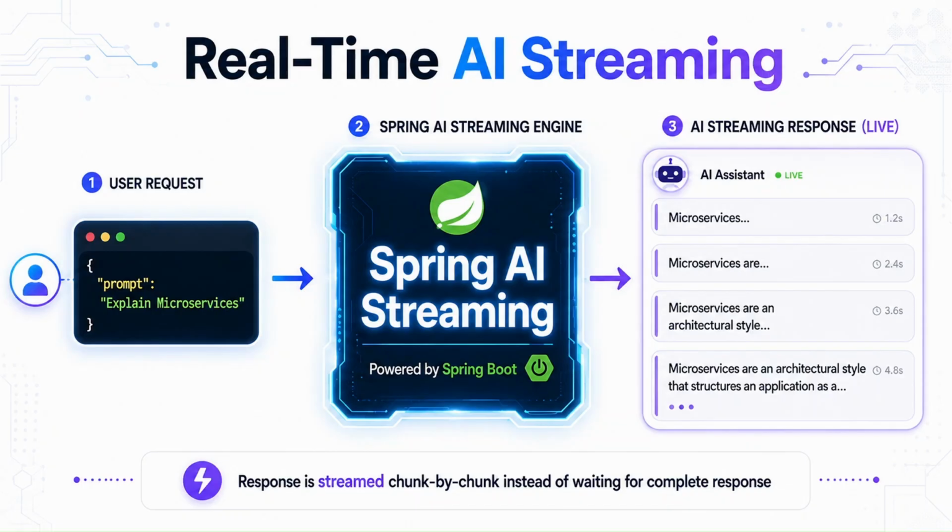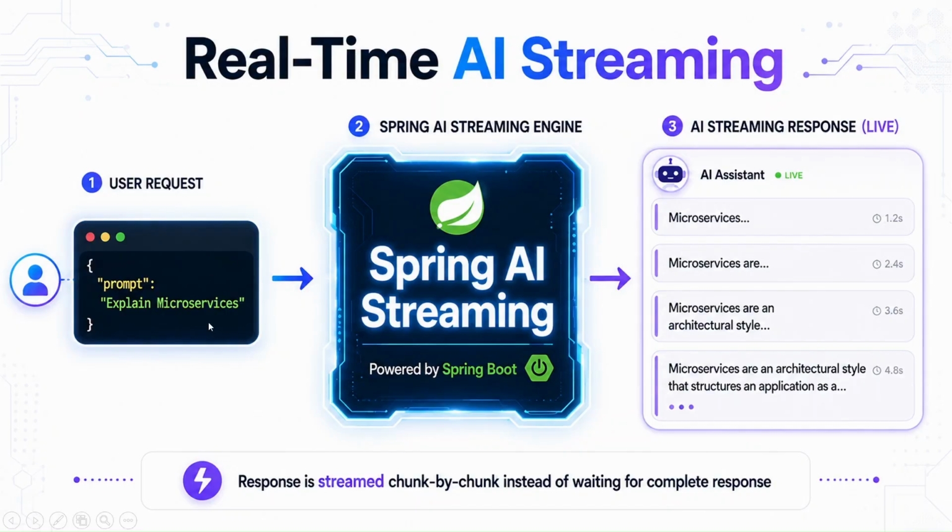In this video, we are going to learn about real-time AI streaming, meaning if I'm asking a question, I should not wait for the complete response. Instead of that, as AI is preparing the response, I should get that response on my browser or in my Postman.